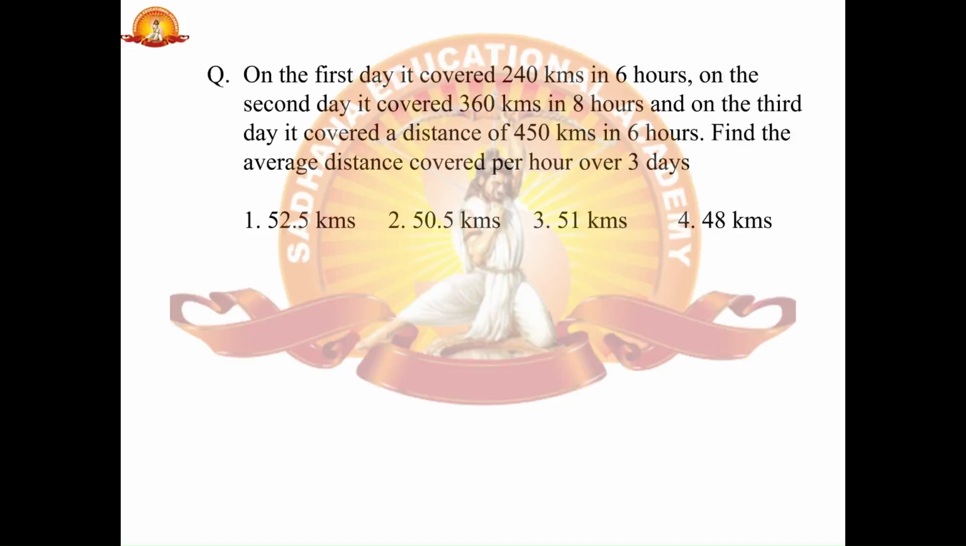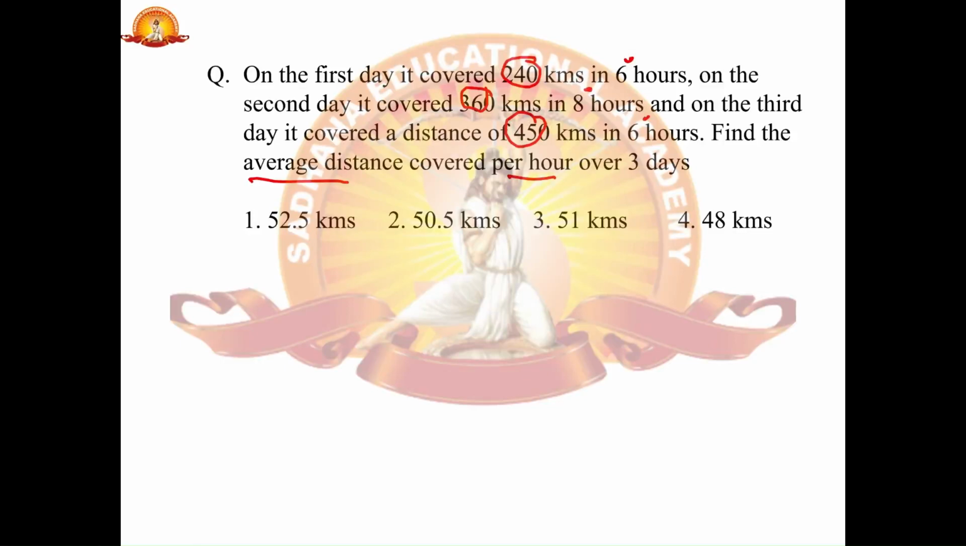So here we have to find the average distance covered per hour. For that reason, we have to take the total distance traveled: 240 kilometers, 360 kilometers and 450 kilometers, divided by the total time taken. Total time taken is 6 hours plus 8 hours plus 6 hours. So I am taking the total distance traveled.